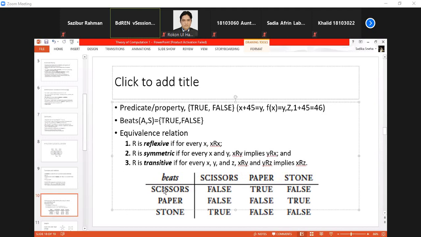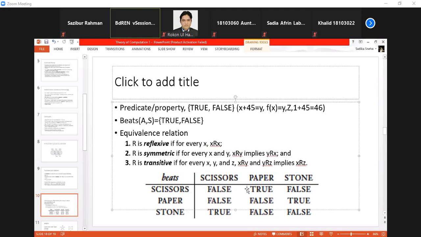In the first one, the line, the column is considered as the first value, and then the scissors, then the row. How is that? It says scissors beats scissors, or paper beats scissors, or stone beats scissors. According to the rule of the game, the output is placed. Does scissors beat scissors? No, there is no output, that's why the result is false. Paper beats scissors? No, paper doesn't beat scissors, so the output is false.